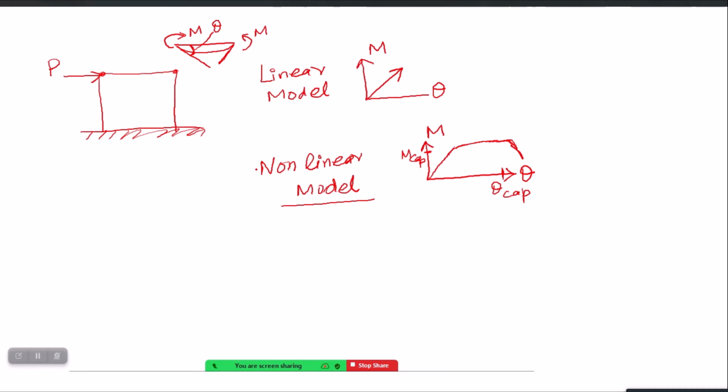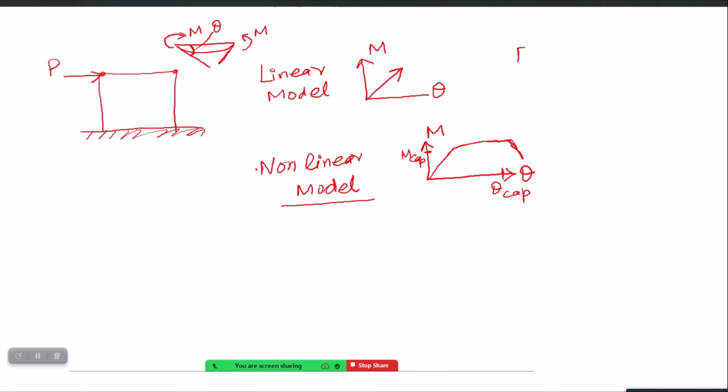Now when we define this moment versus rotation behavior directly at the member level in our computer model, this is called the plastic hinge modeling approach for reinforced concrete beams or columns. But there are other approaches also to include the effect of nonlinearity. For example, in the fiber modeling approach, we directly incorporate the nonlinearity at the material level and not at the member level. But here, we are directly making the moment and rotation behavior nonlinear.